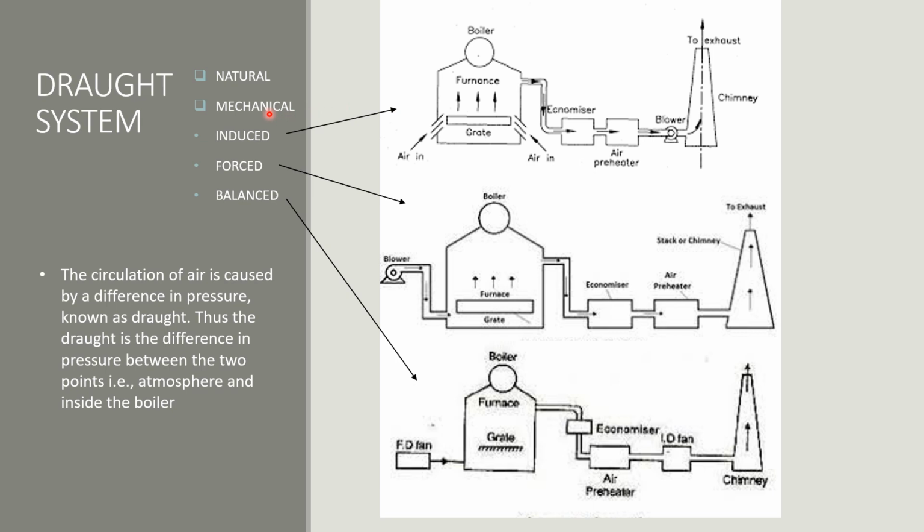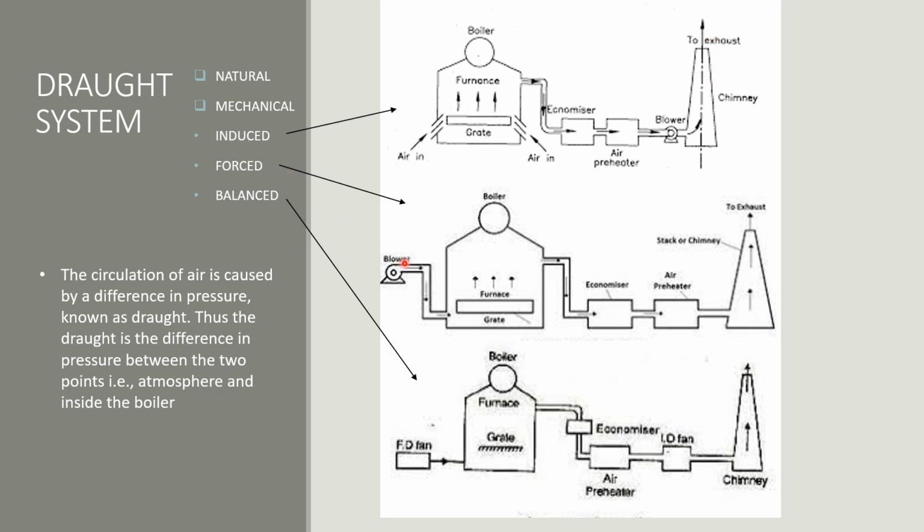Next we have mechanical draught systems, and these are mainly used in thermal power plants nowadays. We have induced, forced and balanced systems. In the induced system, we place a blower just below the chimney, so it sucks the flue gases coming out of the furnace, economizer and preheater, and helps in exiting the flue gases through the chimney.